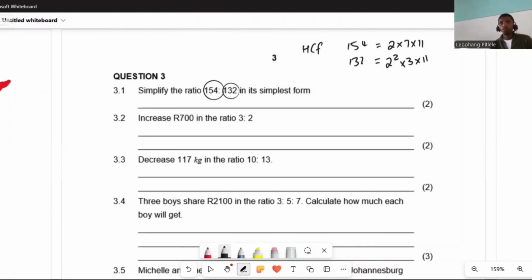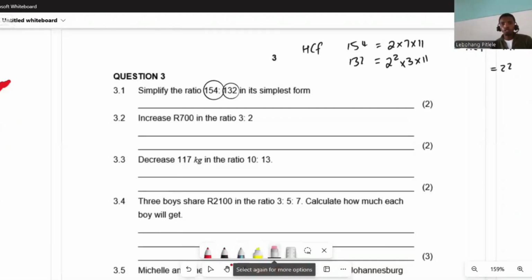So now what's common here? 2 and 11. The lowest exponent of 2 is 1, and the lowest exponent of 11 is 1. Meaning we are going to have 22. So this 22 is the one we're going to divide 154 with. We divide this with 22, and we divide that as well with 22.